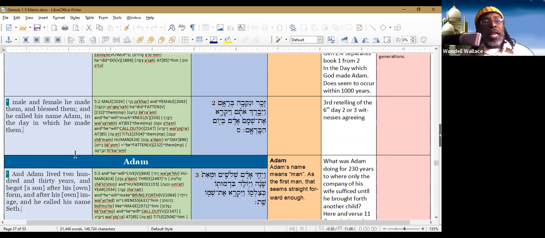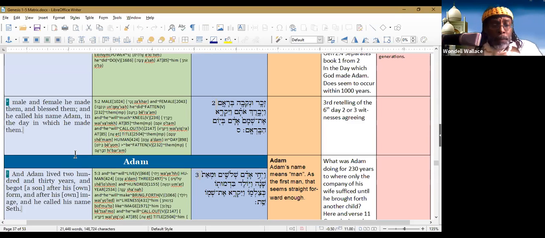"Male and female he made them and blessed them, and he called his name Adam in the day in which he made them." Okay. Third retelling of the 6th day. 2 or 3 witnesses agreeing. My point for mentioning that was, out of the mouth of 2 or 3 witnesses shall every word be established. This is actually the third witness because this is the third telling of that day of creation when man was made.